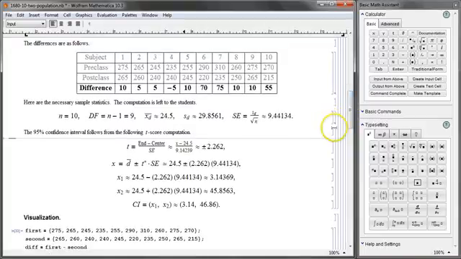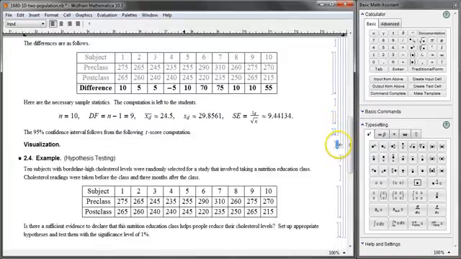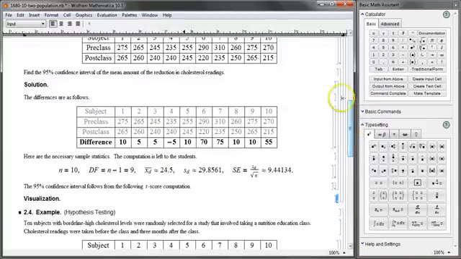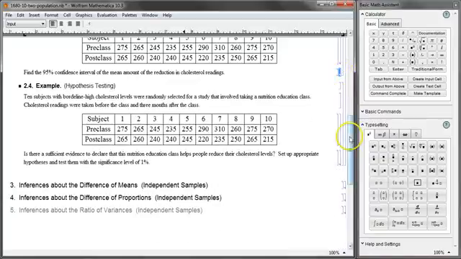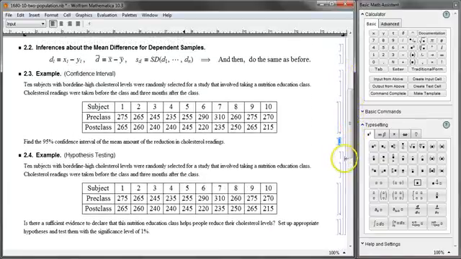Okay, now how about a little bit more difficult problem? Let's go over to the next problem here, hypothesis testing. Same paired data, and here's a question. Is there sufficient evidence to declare that this nutrition education class helps people reduce their cholesterol levels? Set up appropriate hypotheses and test them with the significance level of 1%. Okay.